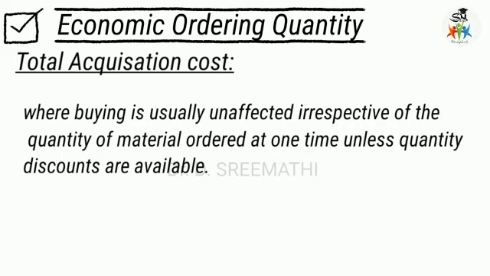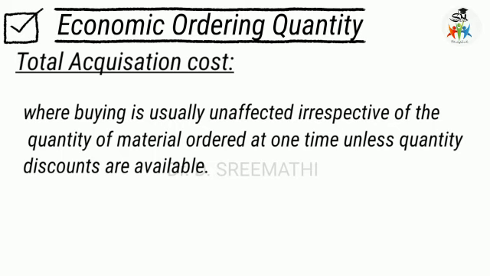What we can say is, suppose you are ordering 10,000 units purchased at rupees 10 per unit, then in 50 orders you get 200 units each time, or in 10 orders you get 1000 units each. Then the total acquisition cost will be 1 lakh rupees, that is 10,000 units multiplied by 10 rupees.